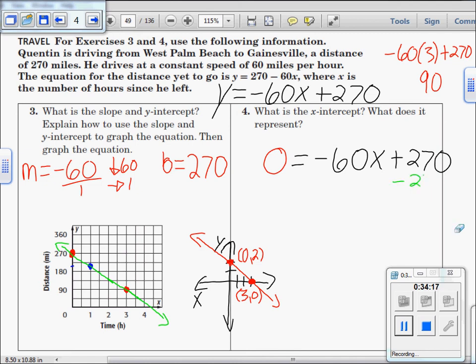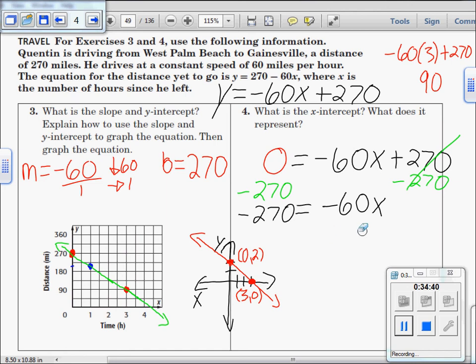So to solve for x, you have to get rid of plus 270 first. To get rid of plus 270, we subtract 270 from both sides. They cancel on the right side. This is just your equation skills. We're left with negative 60x on the right side, and on the left side, 0 minus 270 is negative 270. So we have negative 270 equals negative 60x.